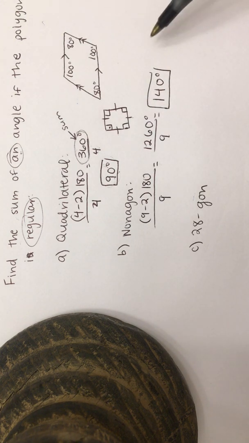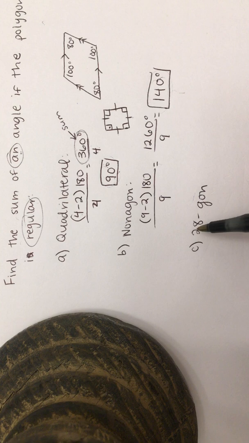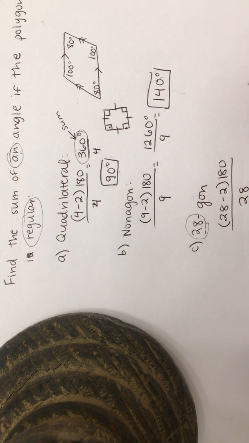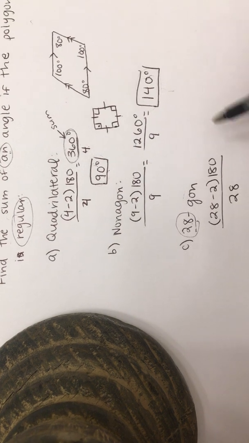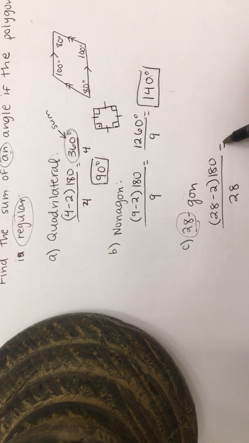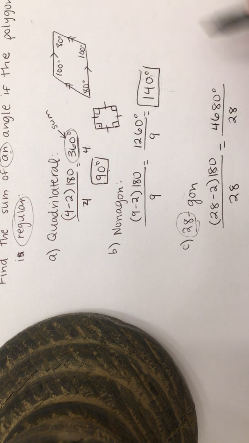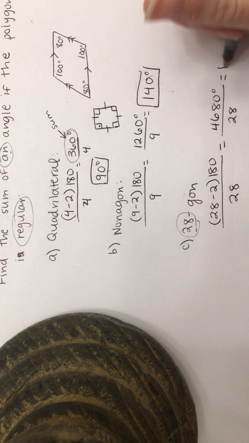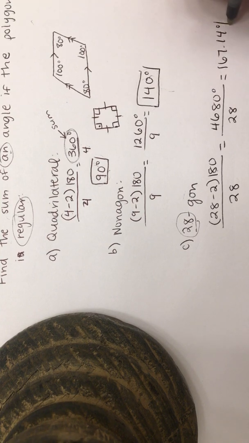If we divide that by 9, it gives us 140 for each angle. So if you were to draw a 9-sided figure where all of the sides and angles were congruent, you would have nine 140-degree angles. And then lastly, this 28-gon, again, means there are 28 sides. So 28 minus 2 times 180, and then we're going to divide that by 28 because there will be 28 angles. So 26 times 180 gives us 4,680 degrees. Divide that up into 28 equal parts to figure out how much each angle is going to be, and that'll be 167.14 degrees.